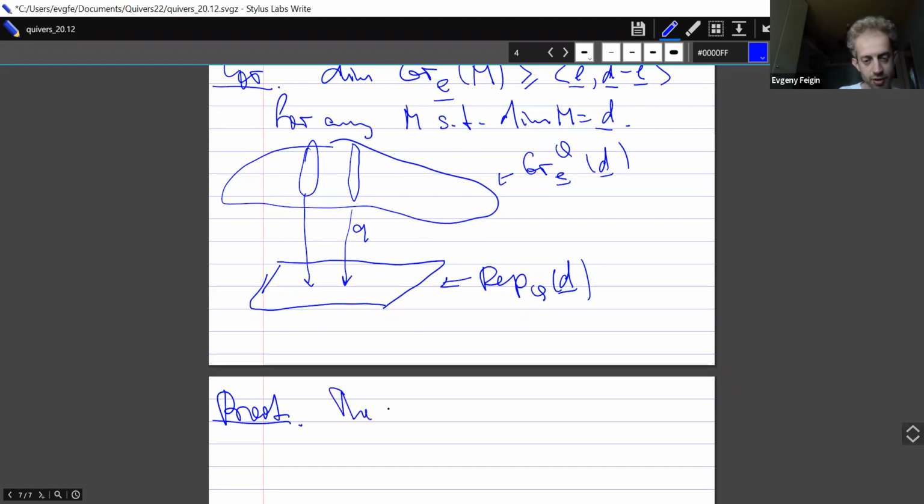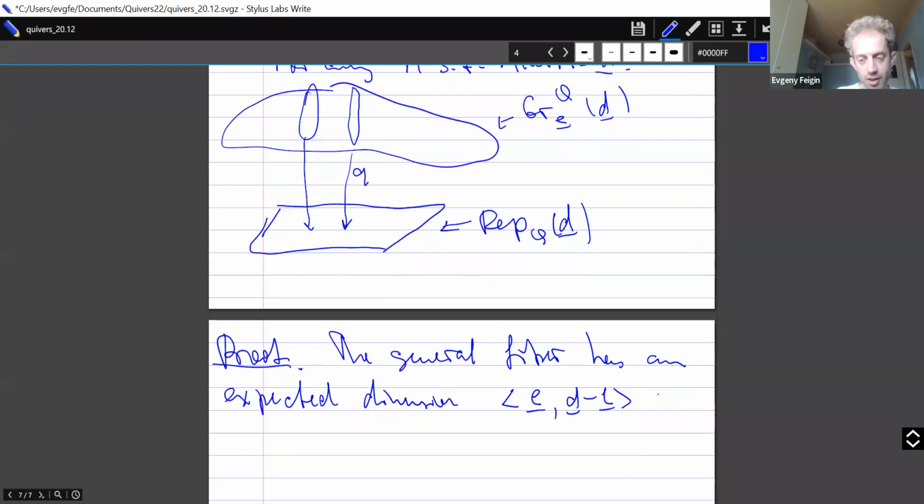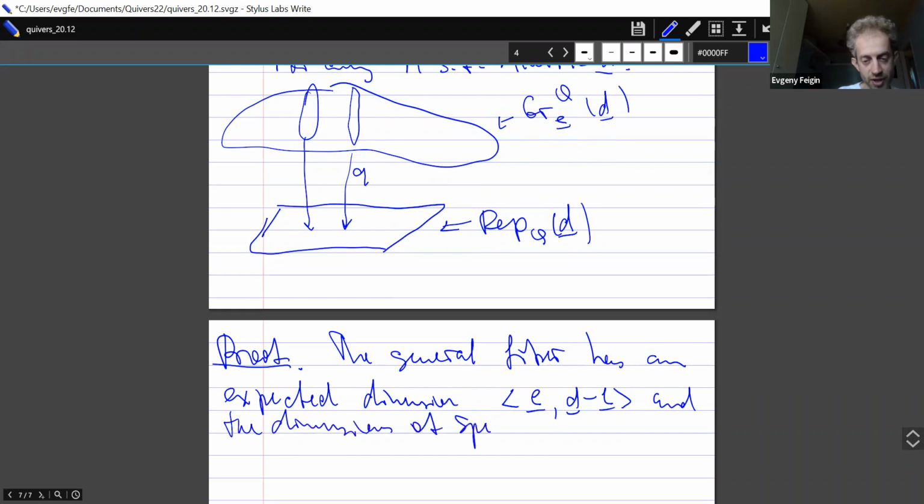So let me just write: the general fiber has the expected dimension, the value of the Euler form, and the dimensions of special fibers may be larger.